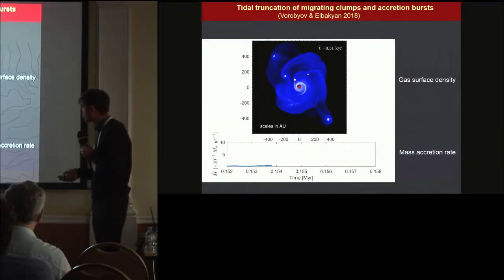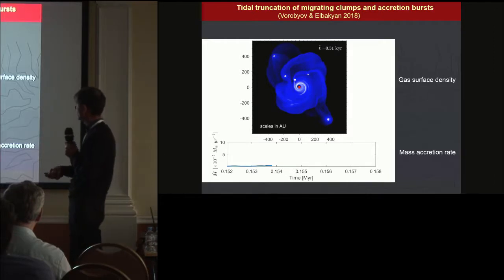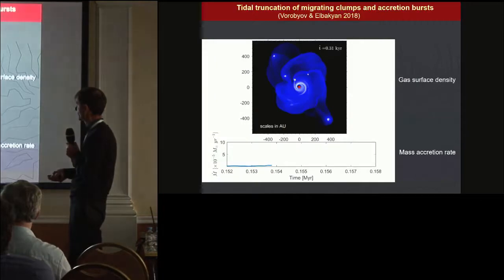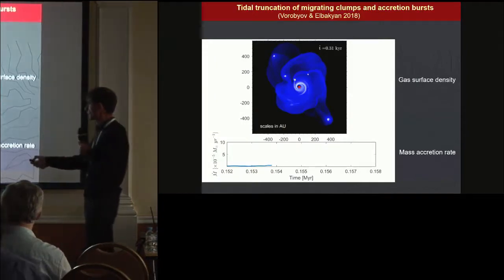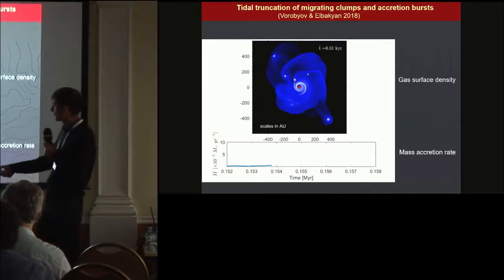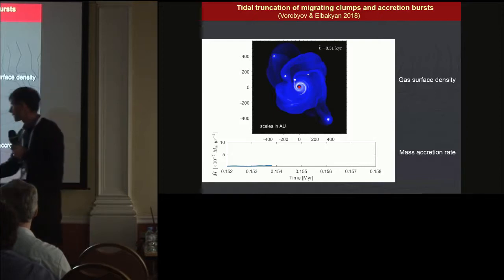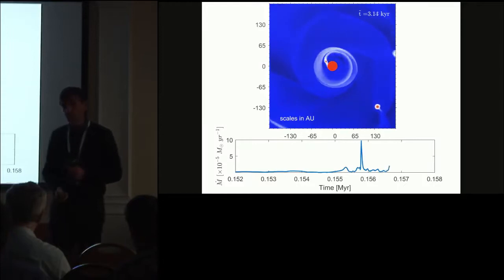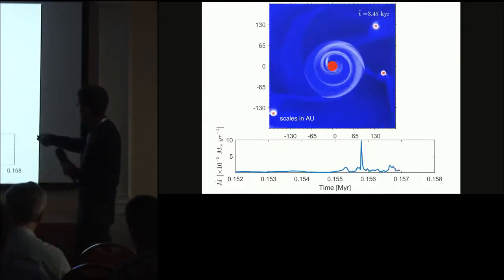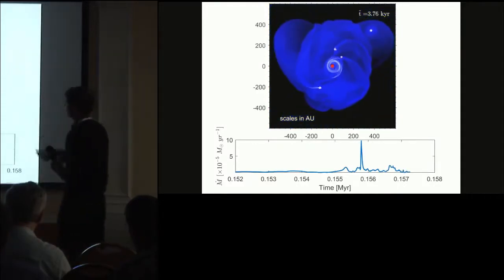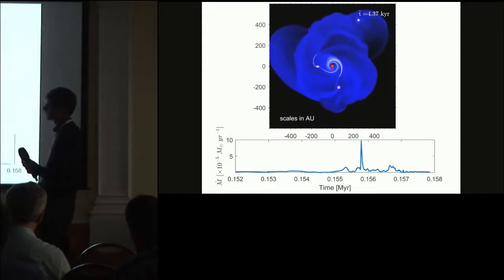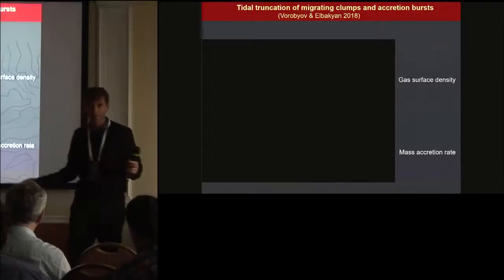And let's try to play this. The scales are in astronomical units. The accretion rate is in units of 10 to the minus 5 solar masses per year, and time is in mega years. Continuous orbiting. So some of the clumps can survive, though not for long in this simulation. And after that, the other clumps continue flying around as if nothing had happened.